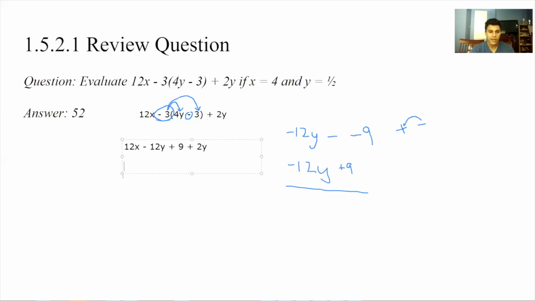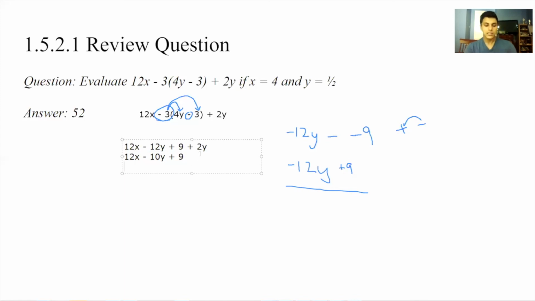So same thing here. I have minus 12y and plus 2y. So I can combine it like I would combine any constants to get minus 12 plus 2 as minus 10. And then just make sure I add y at the end. So 12x minus 10y plus 9 would be my final expression that I can't simplify down anymore. Because here I have 12x, I have minus 10y, and then I have plus 9 here. And I can't combine anything from there. I can't simplify it. So now this is where I substitute in my values.